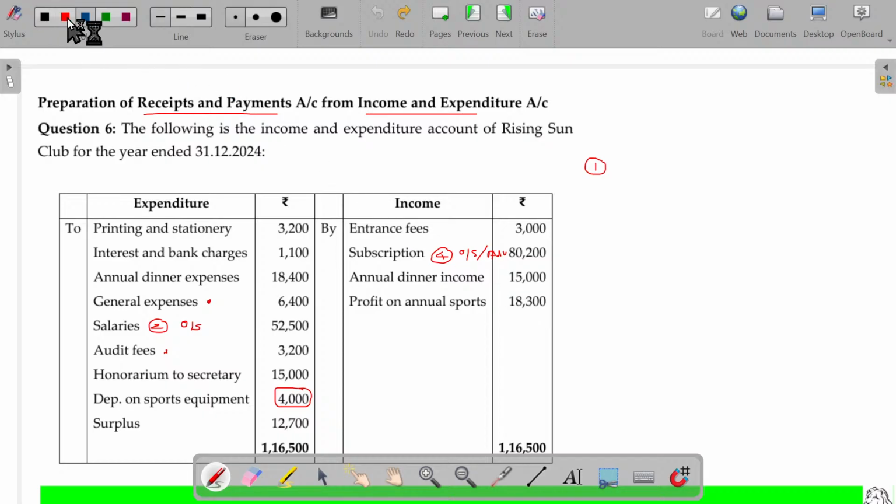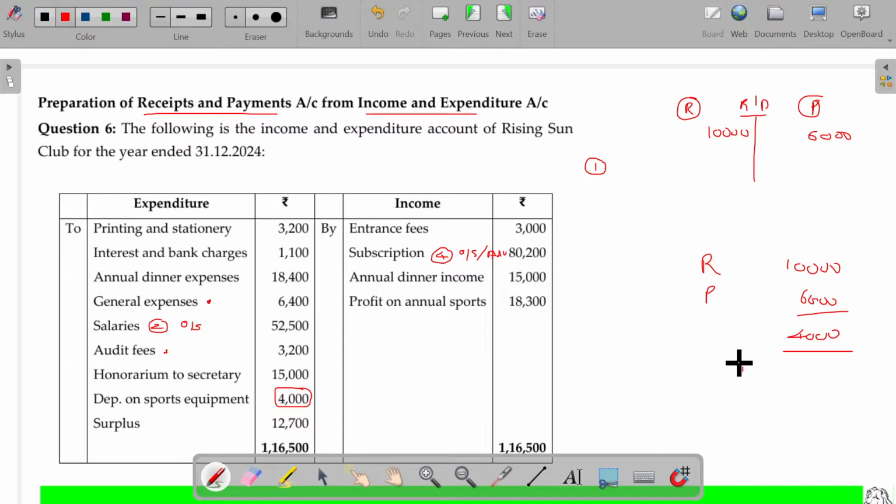Okay. Receipts being 10,000. Payment for the annual meet 6,000. 4,000 being surplus. In your receipts and payment account, usually what you do? This will be receipt and this will be the payment. Receipt will be shown in the receipt side. Payment will be shown in the payment side.